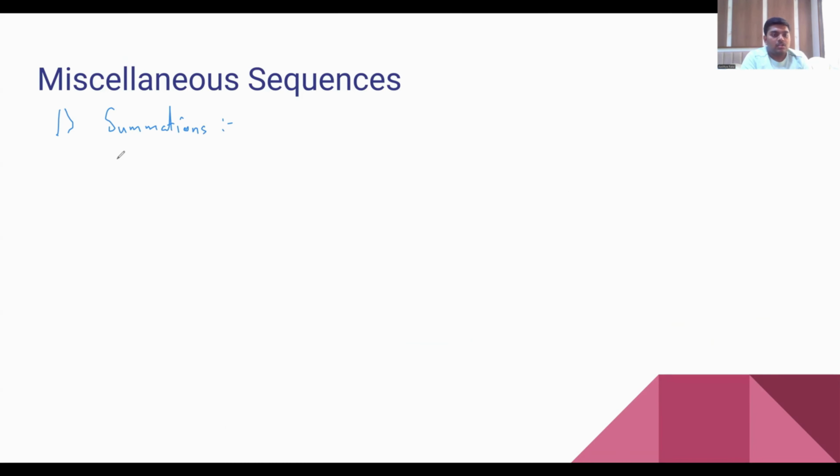So summation i equals 1 till n, 1, is equal to n. Now, what does this summation mean?